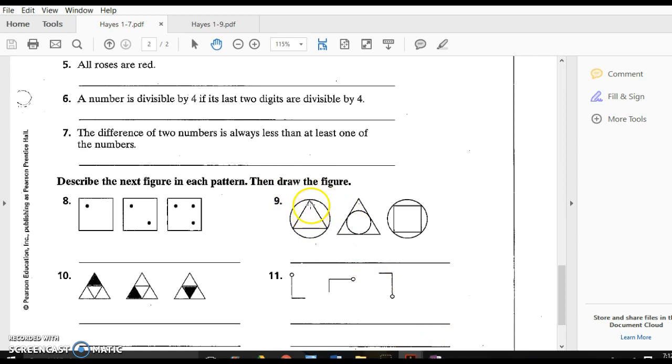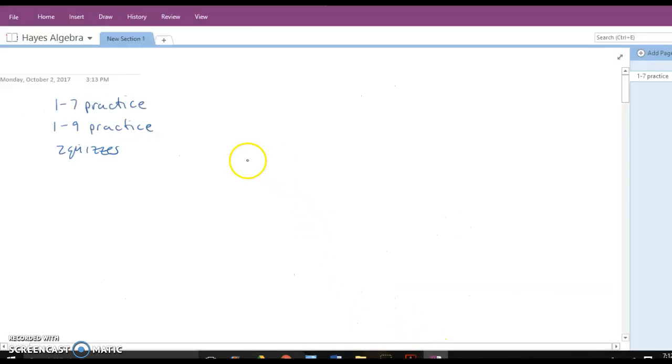The number 9 you had some concern about. If you look, the first figure has a triangle inside the circle. The second one has a triangle outside. The third one has the four-sided figure on the inside, which means if you follow the pattern of the triangle, the next one is going to be a four-sided figure on the outside. So the number 9 on the 1-7 practice should be a square with a circle on the inside.